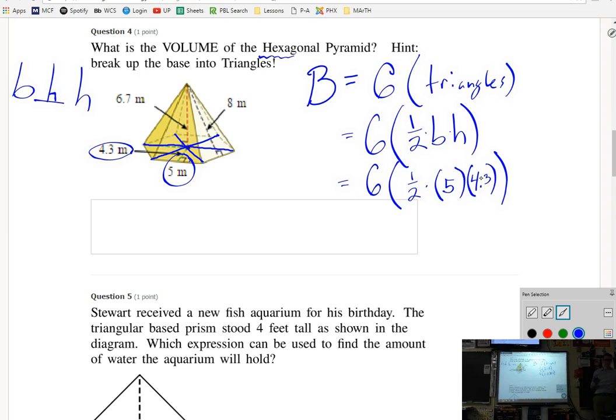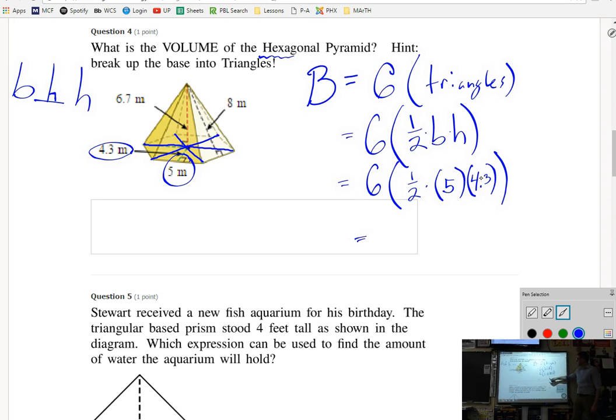Any questions up to this point? I'm not using the height of the pyramid because I'm just dealing with the base right now. And actually, this slant height is completely a distractor. If I'm looking for volume, I don't need the slant height. I would need the slant height, though, if I was doing... Yeah, and more specifically, the lateral area is when I use that slant height.